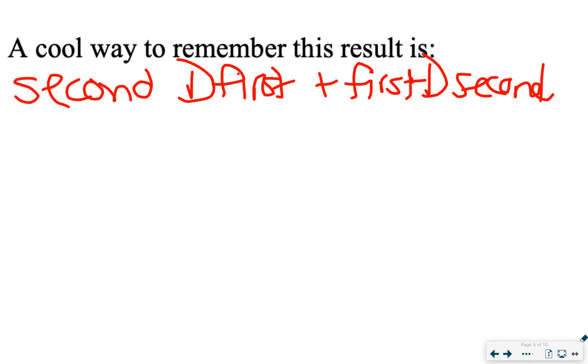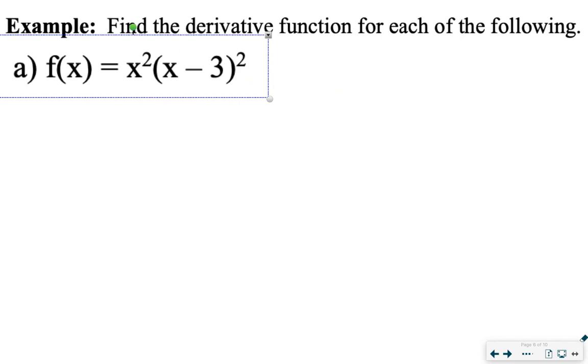Awesome. So now we have a way of finding the derivative when we have two functions being multiplied together, so we don't have to worry about expanding those brackets anymore, which is always nice. So let's take some examples. We have f of x equaling x squared times x minus 3 squared.